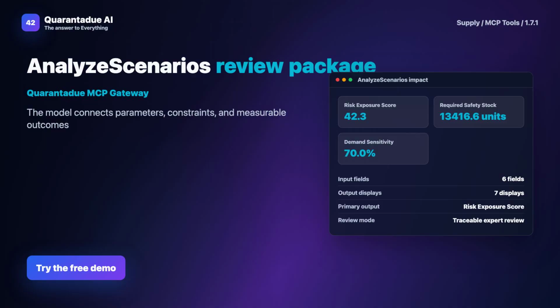The value of analyze scenarios is not just automation, it is a controlled way to turn repeated supply work into a documented business process with clear inputs, transparent logic, and reusable outputs.